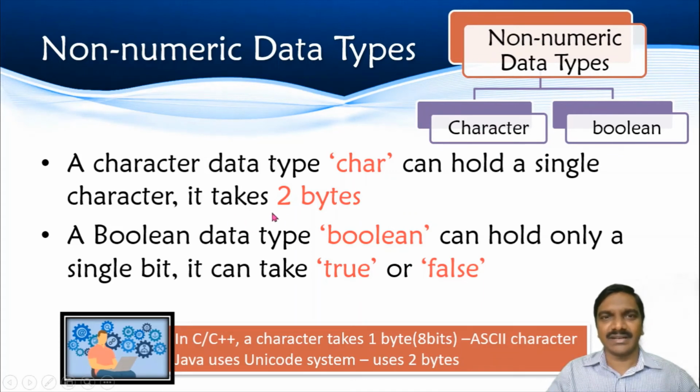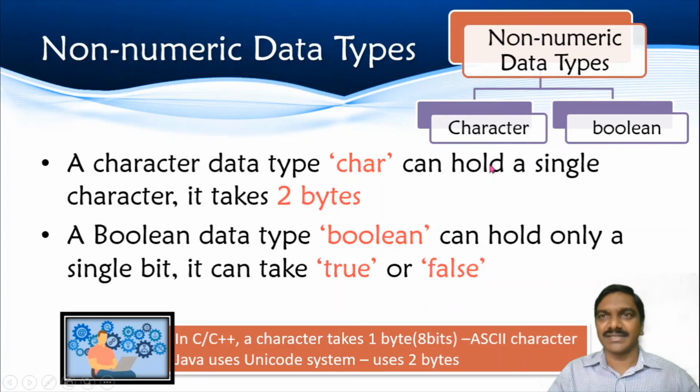But here, character occupies 2 bytes. In C and C++, character takes only 1 byte or 8 bits, because in C and C++ we store ASCII characters, whereas in Java a character occupies 2 bytes. It stores almost all the characters in the world, I mean all the languages, because Java uses the Unicode system. Then comes the Boolean. Here we have only two values, either true or false, either 0 or 1. So these are non-numeric data types.